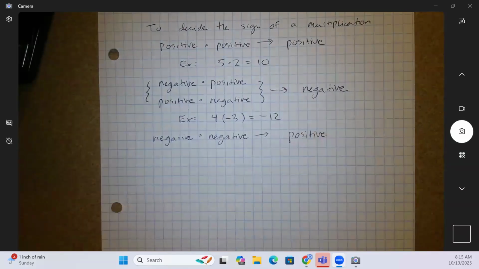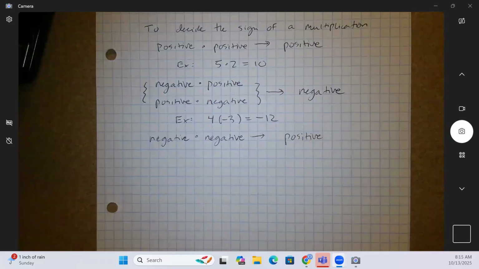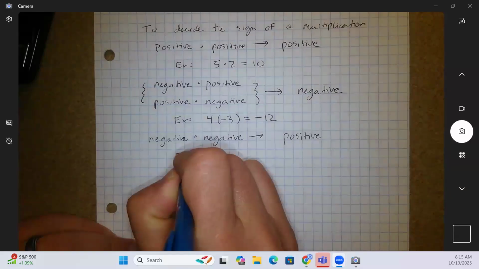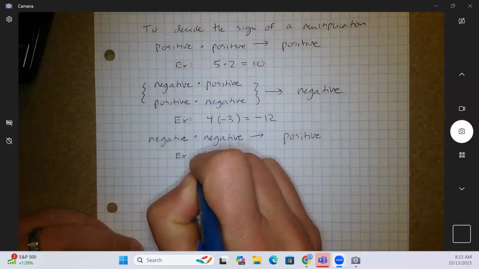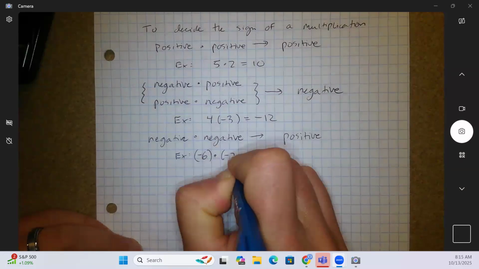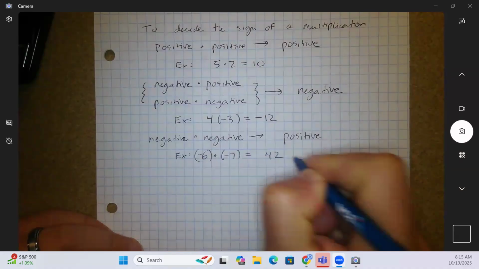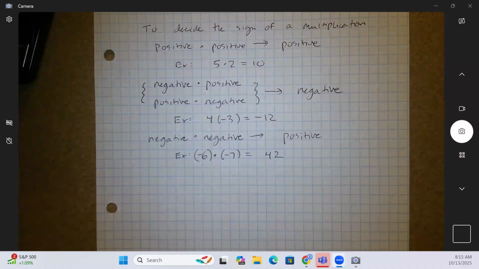I think honestly, it's easiest just to memorize these rules. Positive times a positive is a positive. Positive times a negative is a negative. And a negative times a negative is a positive. So an example here might be -6 times -7, which is +42. These are our rules for multiplying integers.